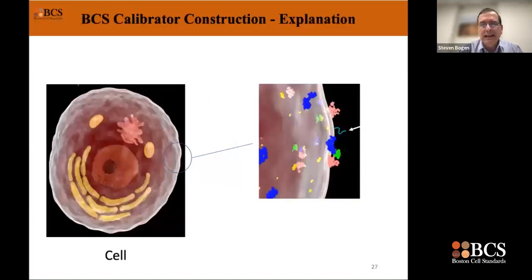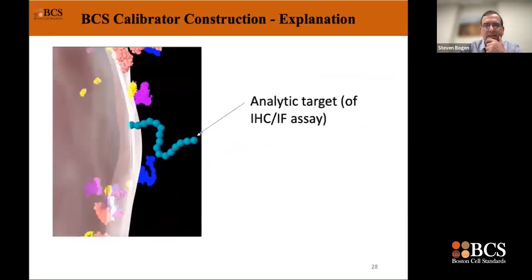So we need to create a calibrator traceable to a primary reference standard, but suitable for immunohistochemistry testing. So on the left is our illustration of a cell. On the cell membrane, the right-hand panel is a representation of the thousands of different proteins found on a cell membrane. Now, one of them is our assay target, highlighted with the arrow. So let me focus on that in the next slide.